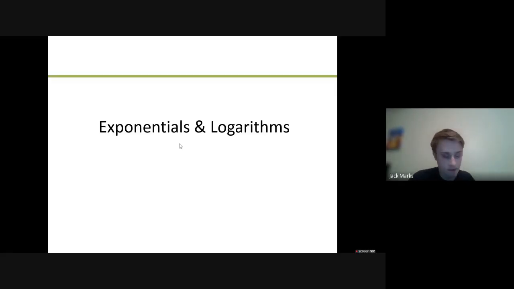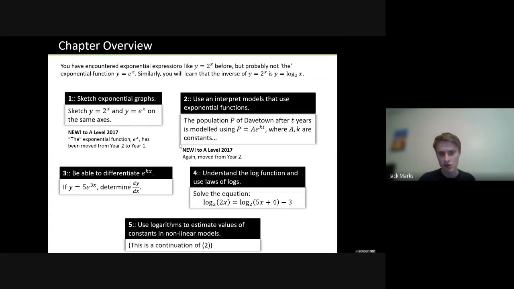Okay, chapter 14 of Pure Year 1, Exponentials and Logarithms. This is a pretty new chapter and you won't have seen a lot of this before. The only thing that you may have seen from higher GCSE is potentially exponential graphs. So we're going to start off by looking at exponential graphs, and these are just two examples.